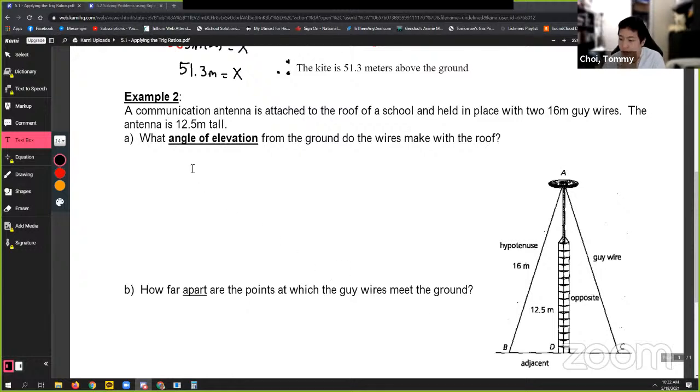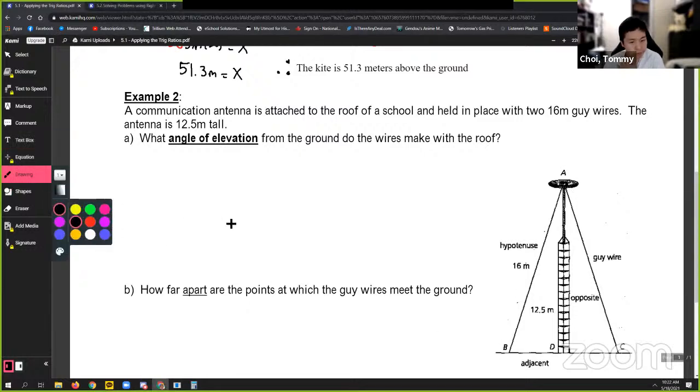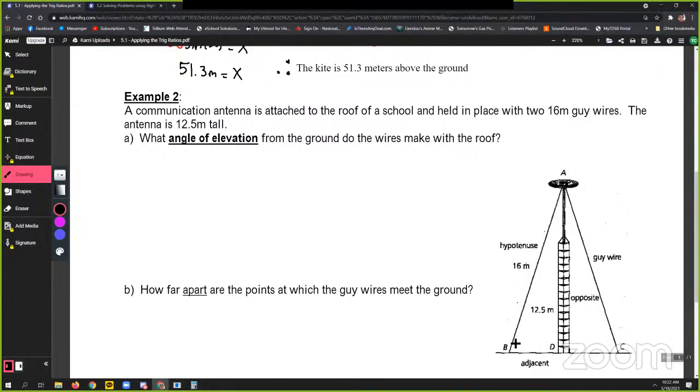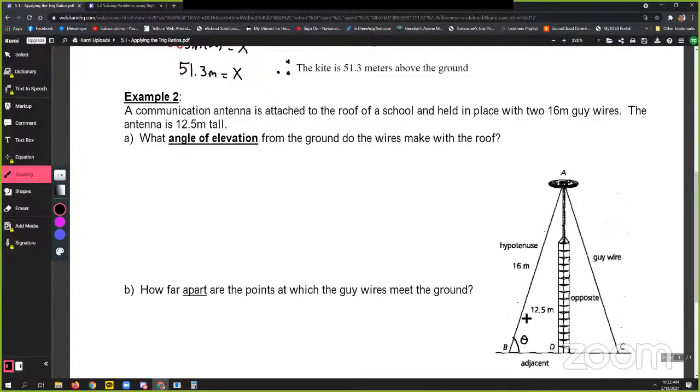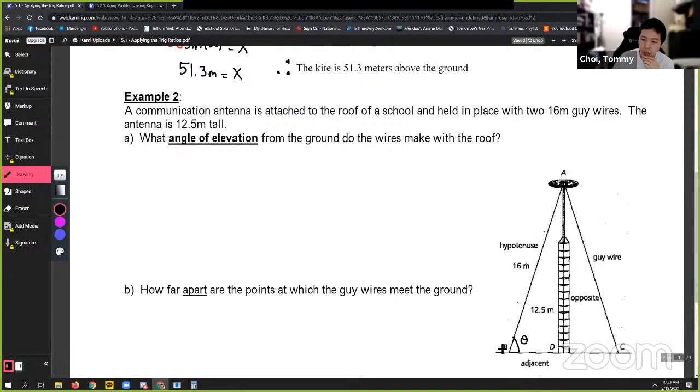Okay, so if it's asking for angle of elevation, is it angle A, B, C, or D? From B looking to A. B looking to A, yes. This angle here would be our theta. Okay, it's angle B. So angle of elevation is looking from the ground horizontally upwards to the top, right? So that's angle theta. So that's angle of elevation here.